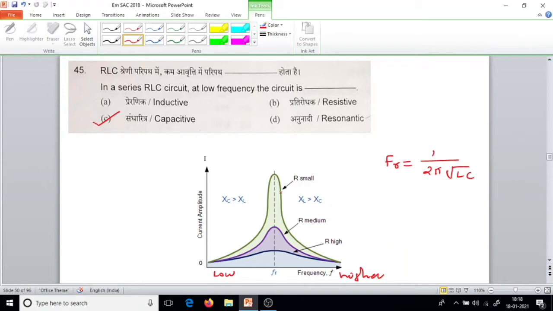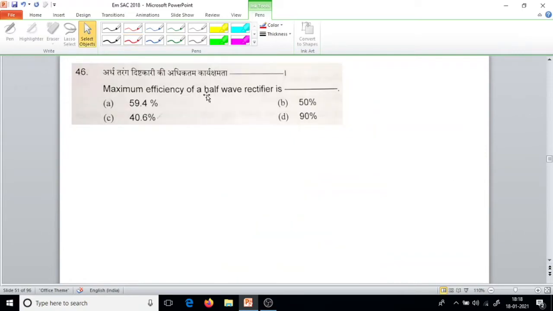If the R of the circuit is small, the bandwidth is going to be very narrow. If R is higher, then bandwidth will be more in a series RLC circuit. Question number 46.